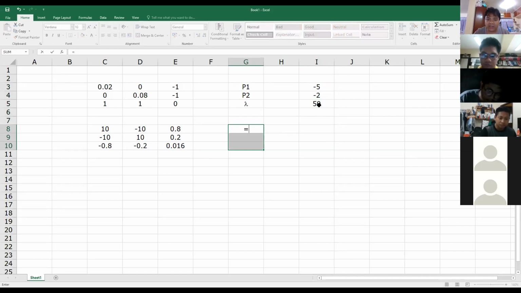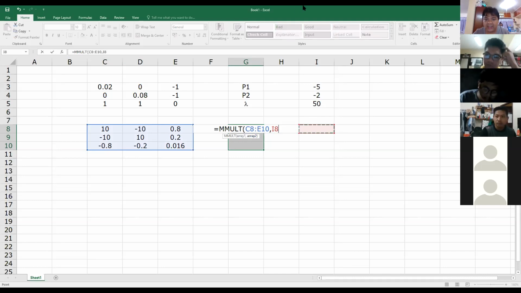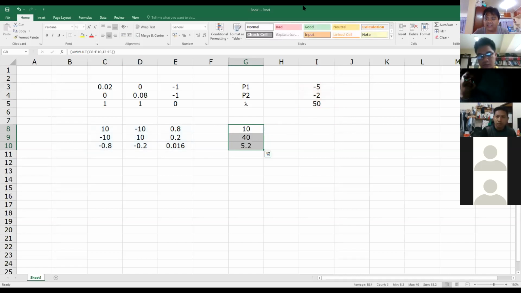So you type equal MMULT, multiply, then highlight the first matrix, the 3 by 3, then add a comma for array 2. You see array 1 and array 2? The second array is this. Once you have that, just hold Control and Shift, then press Enter. There it is. Isn't that the same solution as earlier? Okay, so that's the Newton method.